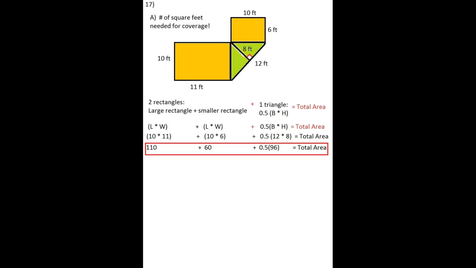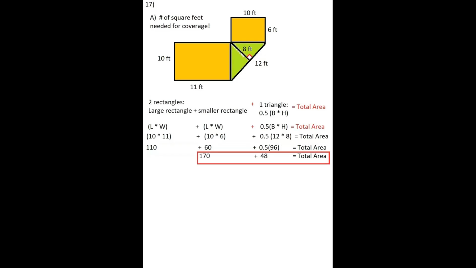So what do we do next? 10 times 11 is 110. 10 times 6 is 60. And 12 times 8 is 96. And if we add 110 plus 60 plus 0.5 times 96, we will get our total area. All right, 110 plus 60 is 170. And 0.5 times 96, or half of 96, is 48. Add all that up, we get 218 feet squared. And that's the total area for this particular bedroom. Now we know how much carpet to buy.